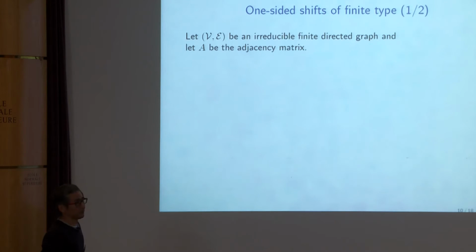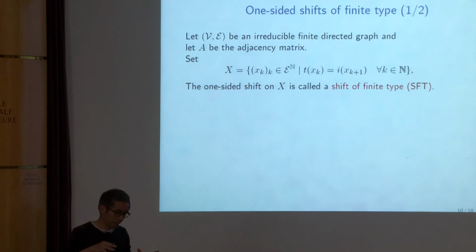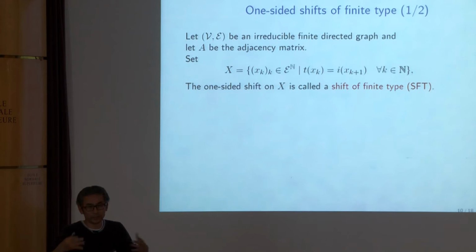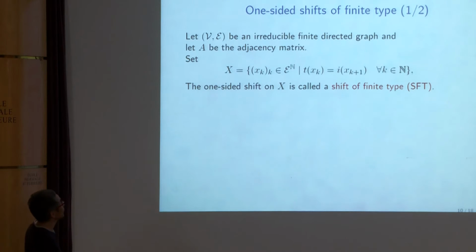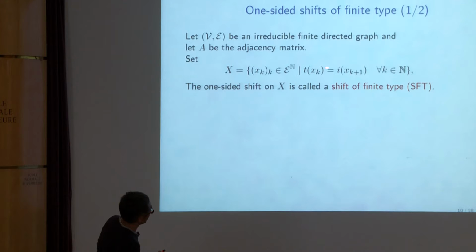So the next example is one-sided shifts of finite type. I'm considering an irreducible finite directed graph. My graph is finite and directed, with finitely many vertices and finitely many edges, and irreducibility means that it's sufficiently complicated. And let A be the adjacency matrix. And consider this space of one-sided infinite paths of edges, where the terminal vertex of one edge is equal to the initial vertex of the next edge.